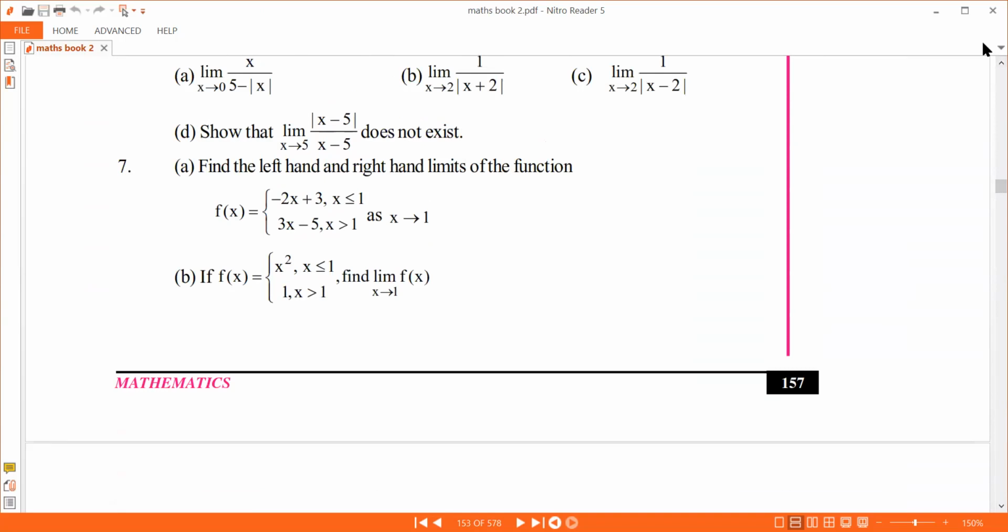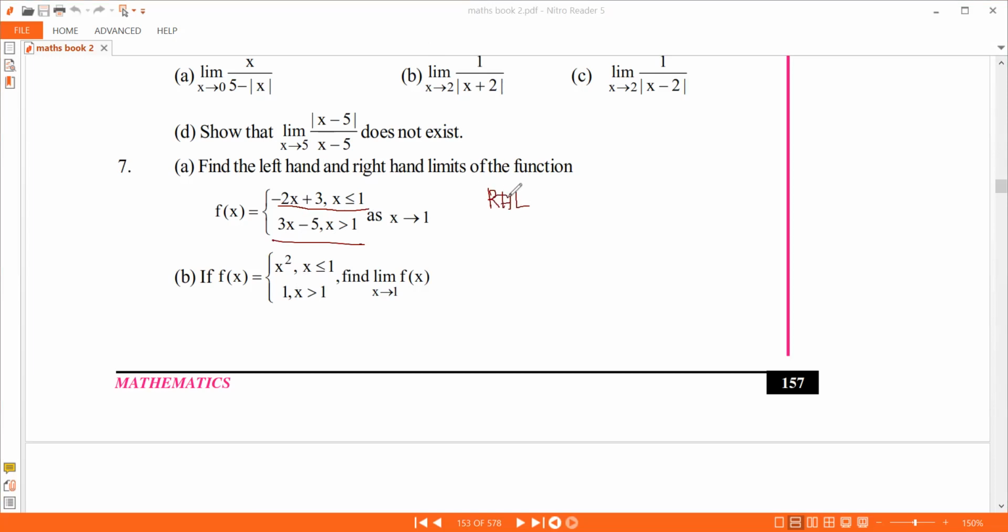Now find the left and right hand limits of the function. Here you go. How do we solve this kind of thing? This is section-wise. The function is bifurcated into two sections actually. So how do we solve this one?